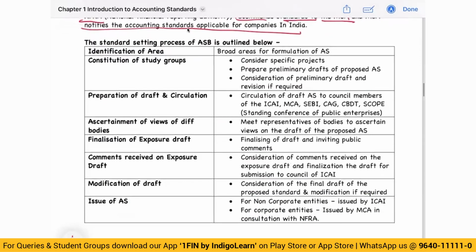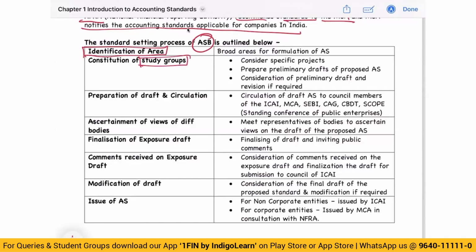Now, when we talk about the process, first you identify the area in which you need the standard. So the accounting standard board first needs to identify where we want to set up the accounting standard, or which area requires an accounting standard. That is what is done first. Then we constitute something called study groups. Study groups means who? These are the groups who will take up the area.